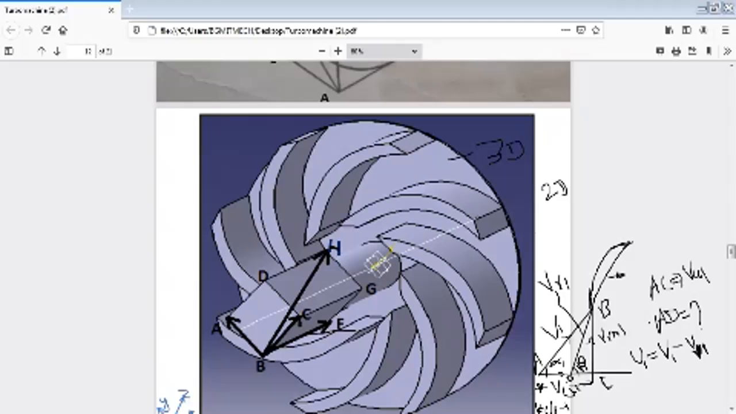That is along the blade tip. That is U1, the tangential velocity of this blade, or we can also call it the tangential velocity of this rotor. Similarly, here at the outlet side, if this is the VR2 along the blade tip, VR2.